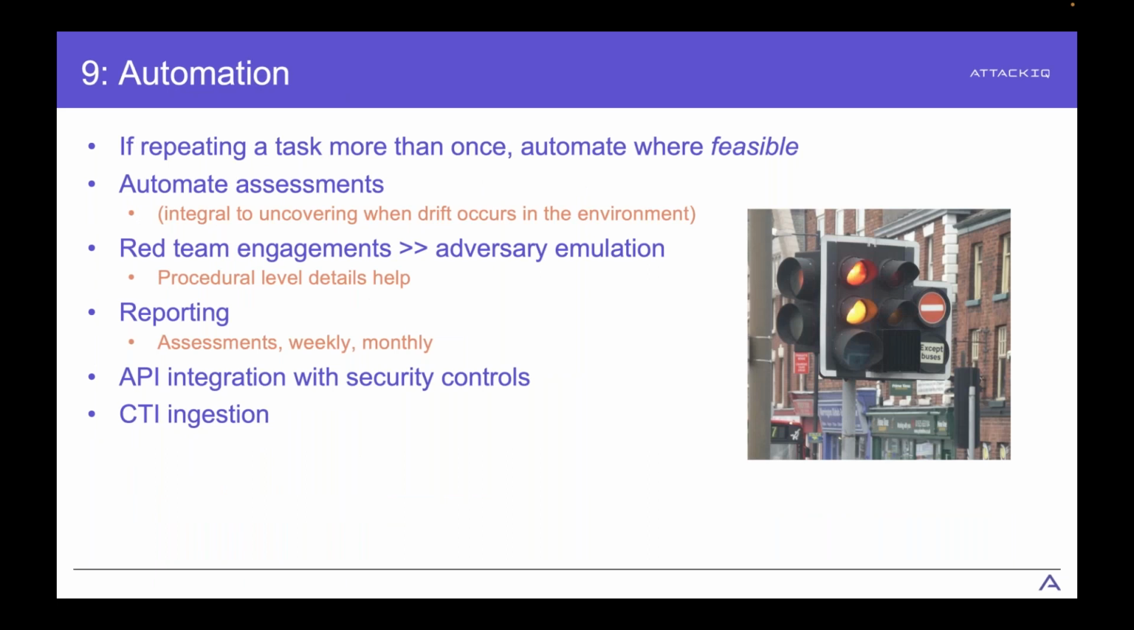Automation. Ultimately, if you're repeating a task more than once, it's a good idea to look at automating it, providing it's feasible and worthy of the time investment, right? Automated testing is pretty useful when it comes to highlighting environmental drift. We already provide a load of automation out of the box with Attack IQ, but think of other ways that you may be able to automate.